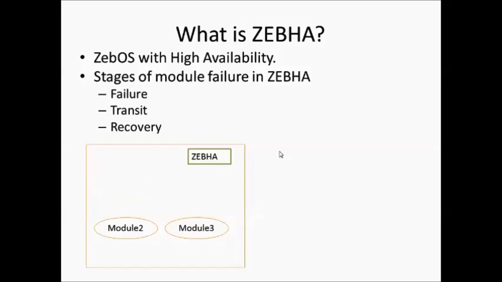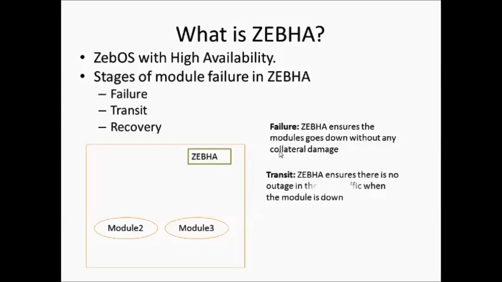So as you can see, a module of ZebOS went off. In that case, ZebHA would ensure that the module goes down without any collateral damage. Collateral damage in the sense of without any traffic outages or other dependent modules going down. Transit. In the case of transit, the module is not there at all, but still ZebHA would ensure that there is no traffic outage while the module is down.